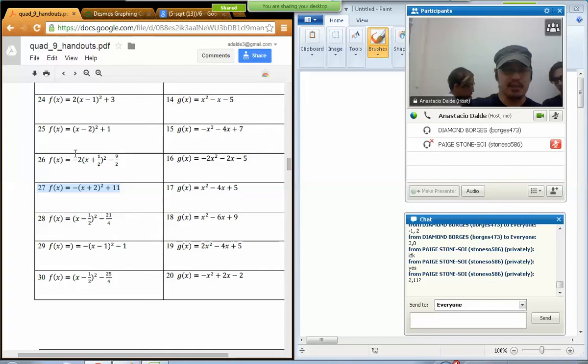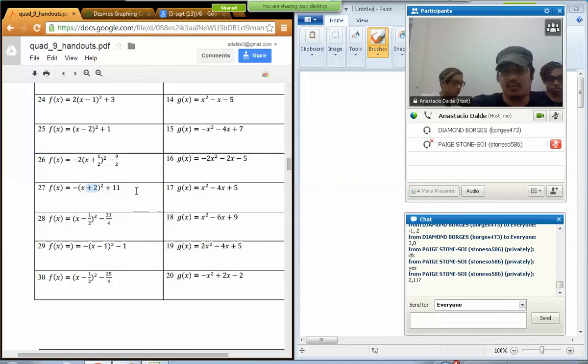Because remember, when there was a negative 2 inside there, it moved it to the right 2. But there's a positive 2 inside here, and it moves it to the left 2. I think this is all from lesson 1, quad 1. Okay? Now, that wasn't the game of this exercise.